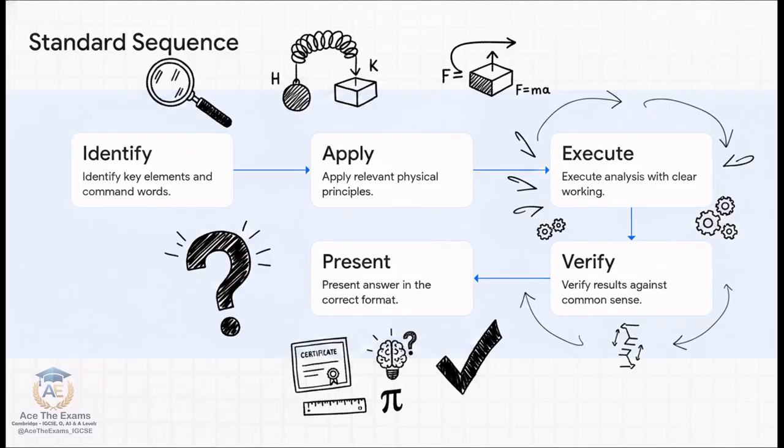Step 3, execute your analysis with abundantly clear working. Do not skip steps in your algebra. Step 4, verify your results against basic common sense. Look at your number. Does a calculated spring constant of 10 million newtons per meter make sense for a tiny plastic slinky? Absolutely not. Catch your own calculator errors. And finally, step 5, present your answer in the correct format with the proper units. Even if you somehow botch the final algebraic calculation, a perfectly structured method utilizing these 5 steps will salvage the vast majority of the partial marks.